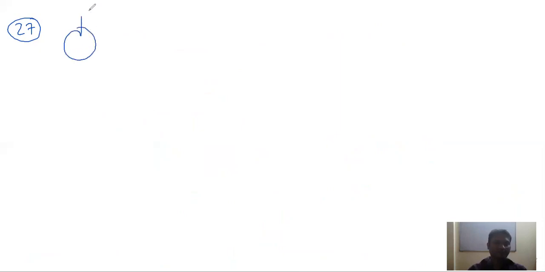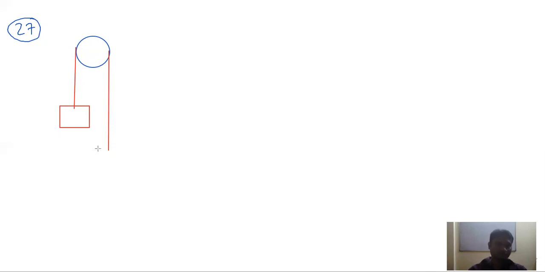Let me draw the pulleys with a better diagram. So this is pulley number 1, and this pulley is connected to a mass. Let us first draw the string, I'm showing in red color. This is one side of the string, this is another side of the string. Now this left side is connected to a mass, let us say M1. And the other end of the string is connected to a pulley.